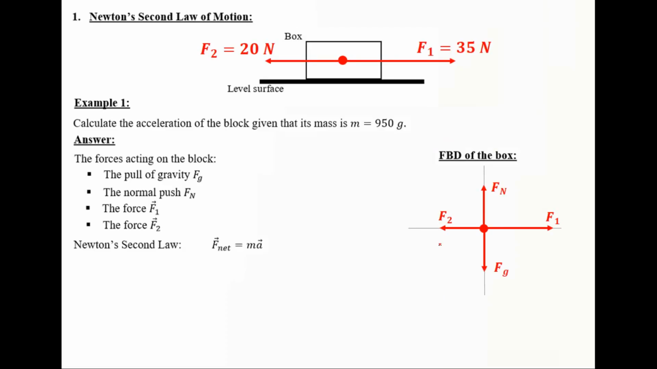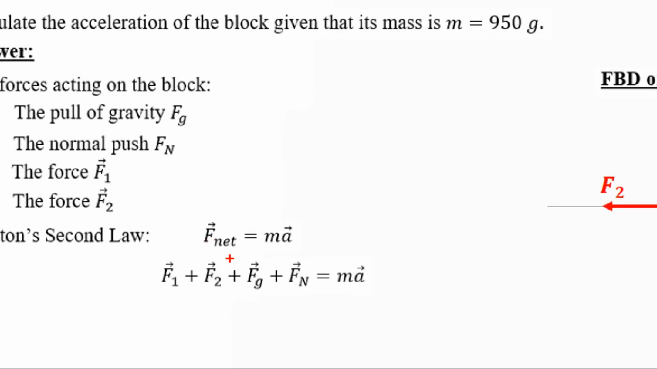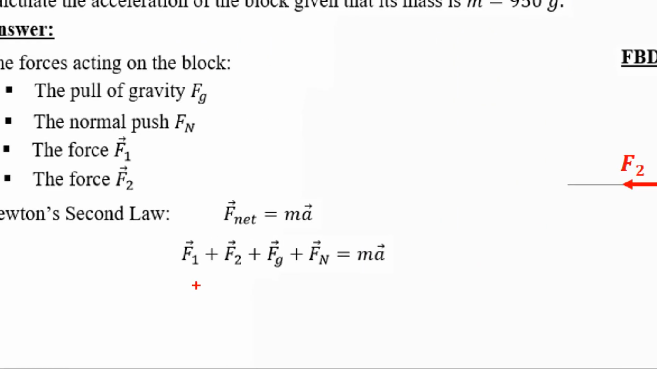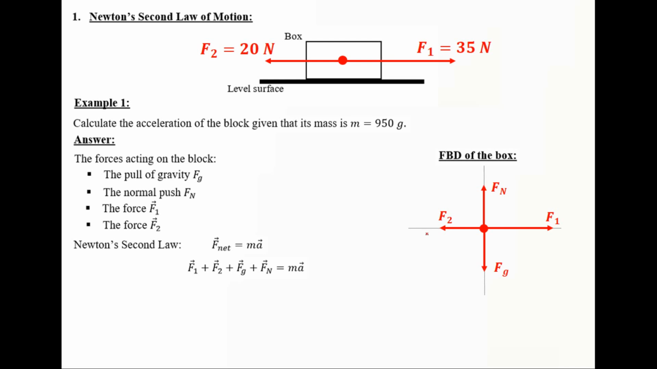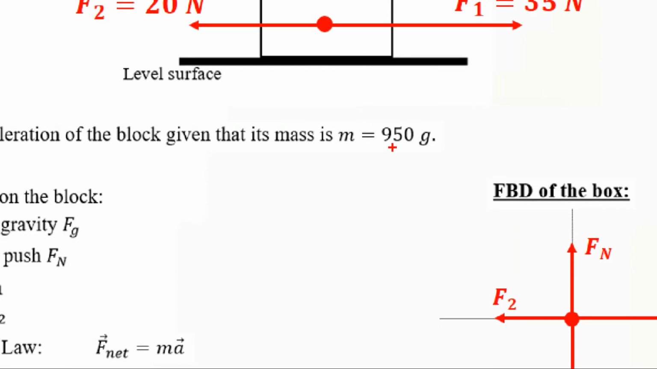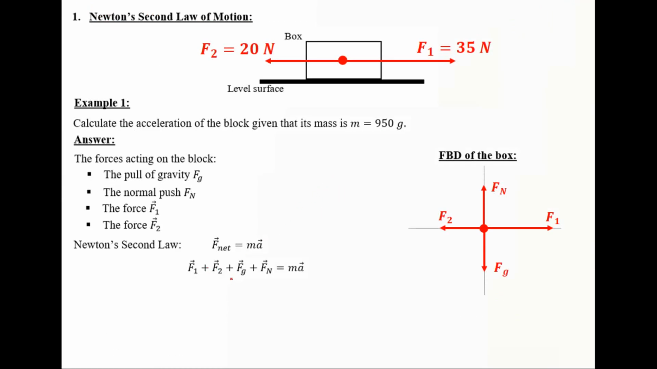Now we're ready to implement Newton's second law, given by F net is ma, and F net is replaced by all the forces acting on the box that are represented on the FBD. We have the force F1 plus F2 plus Fg plus Fn, and here we're adding them vectorially without caring about the direction of these forces. Remember that m represents the mass of the object, 950 grams, and a is the acceleration. Whenever we determine the acceleration, the problem is done, because by determining the value of a, we can define the system kinematically or via the calculus approach.